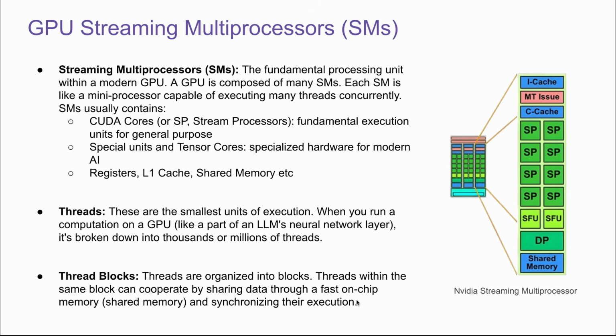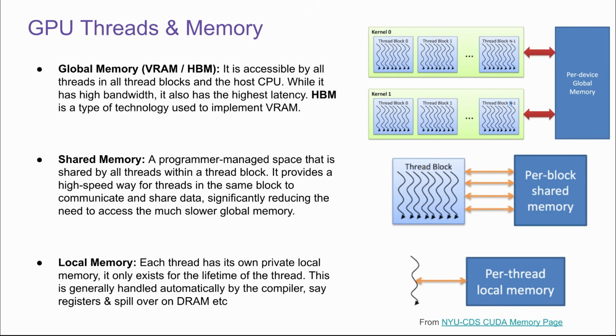Now let's talk about how threads interact with the memory, especially the different layers of memory. The first one is global memory, or VRAM, or HBM. It is accessible by all threads in all thread blocks and a host CPU. So it's basically accessible by almost everything on chip and on the host. While it has high bandwidth, it also has the highest latency.